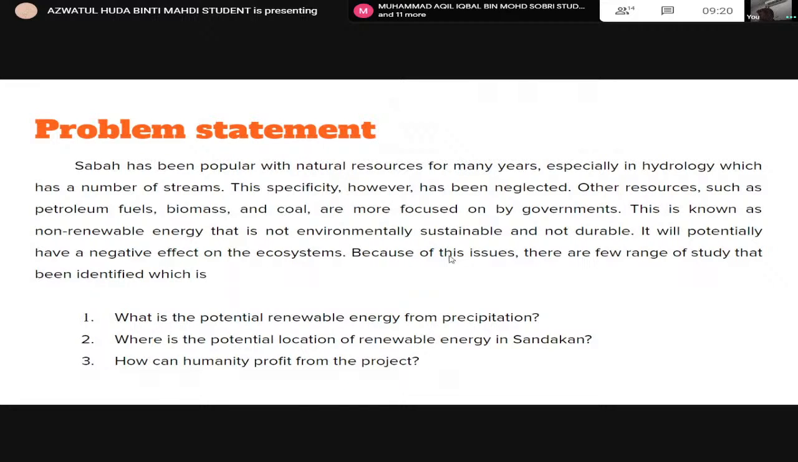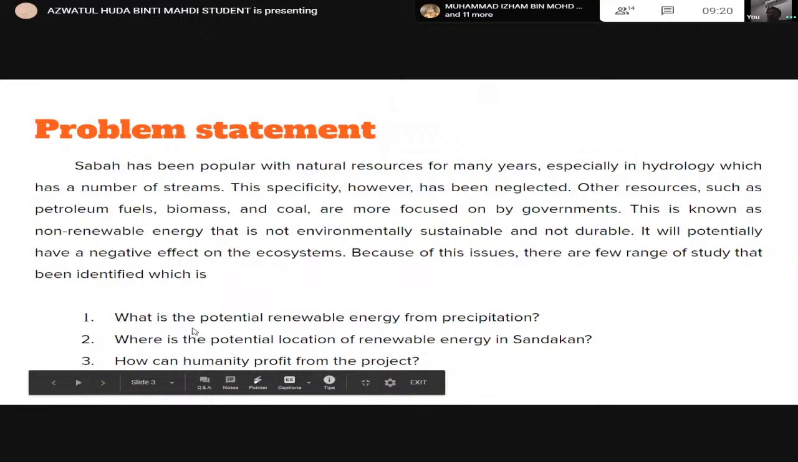So because of the issue, we come up with the problem statement, which is: what is the potential renewable energy from the precipitation? Secondly, where is the potential location of renewable energy in Sandakan, Sabah? And then how can humanity profit from this project?